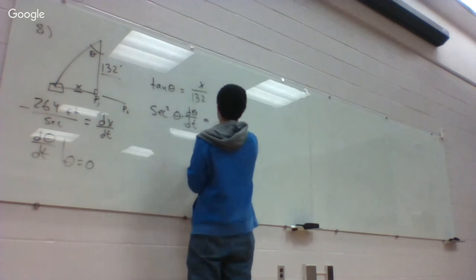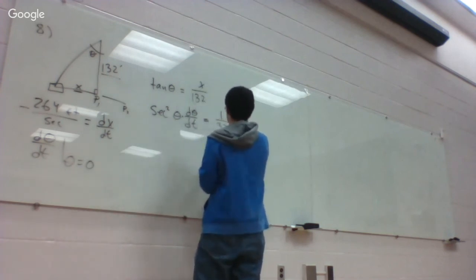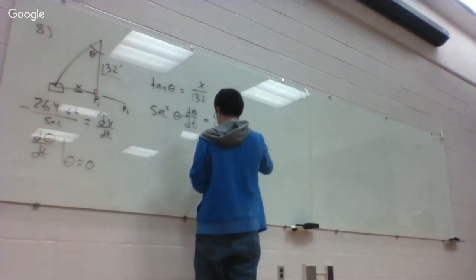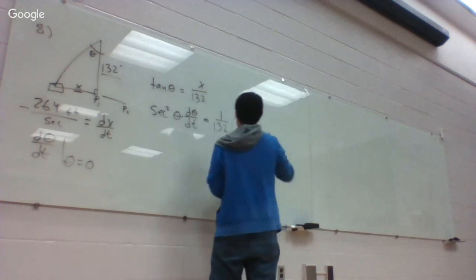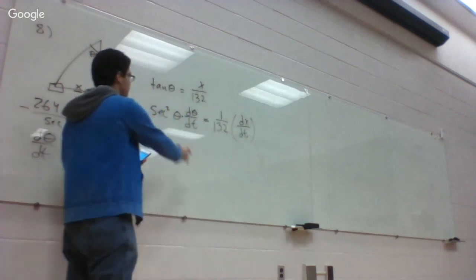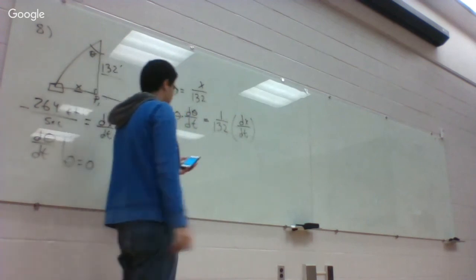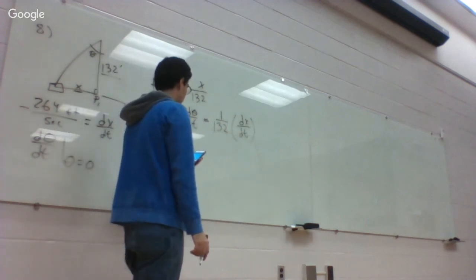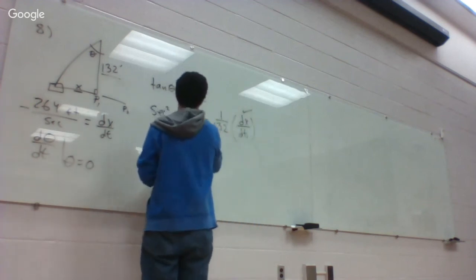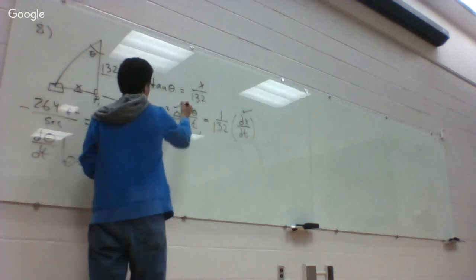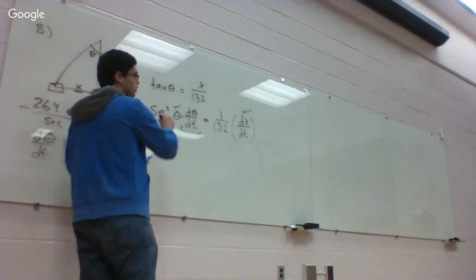Yeah, 1 over 132 times dx over dt. Are you guys all good with that? Luckily, we know dx/dt. This is what we are looking for, and we know what theta is. So we only have one variable.